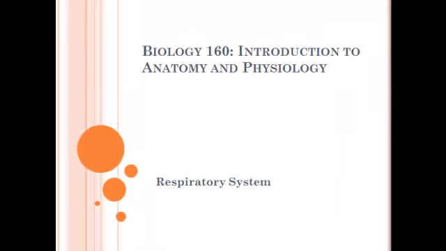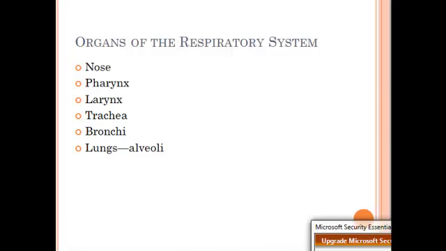This is Biology 160, Introduction to Anatomy and Physiology, and this is going to be our lectures on the respiratory system. The respiratory system is made up of a number of parts. They are listed here. There's a nose, the pharynx, larynx, the trachea, the bronchi, and then into the lungs we have the alveoli.